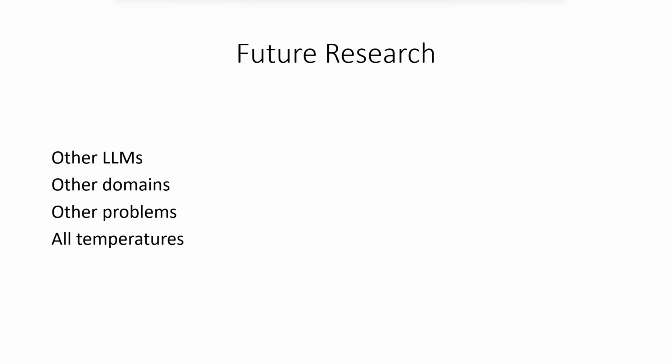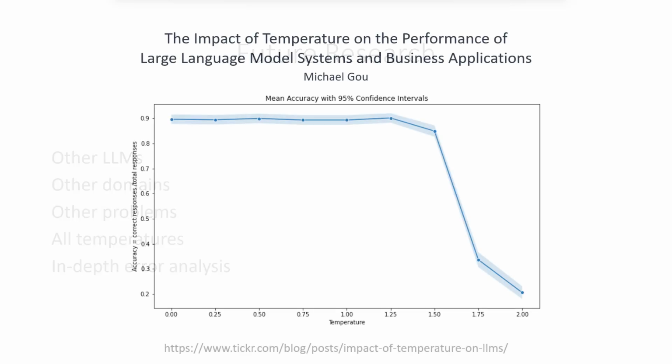Going forward, we recommend additional follow-up experiments. First, we should replicate these results with other LLMs, other problem domains, and other problem types to further generalize our findings. Second, for each LLM, prompt, and exam, we should extend the range of temperatures beyond 1.0 to determine where the performance begins to deteriorate. And third, we should perform a more in-depth error analysis to further support these findings. Finally, I'm happy to report that our results have been independently replicated by Michael Go, a data scientist at Ticker. His experiment led him to the same results and conclusion.